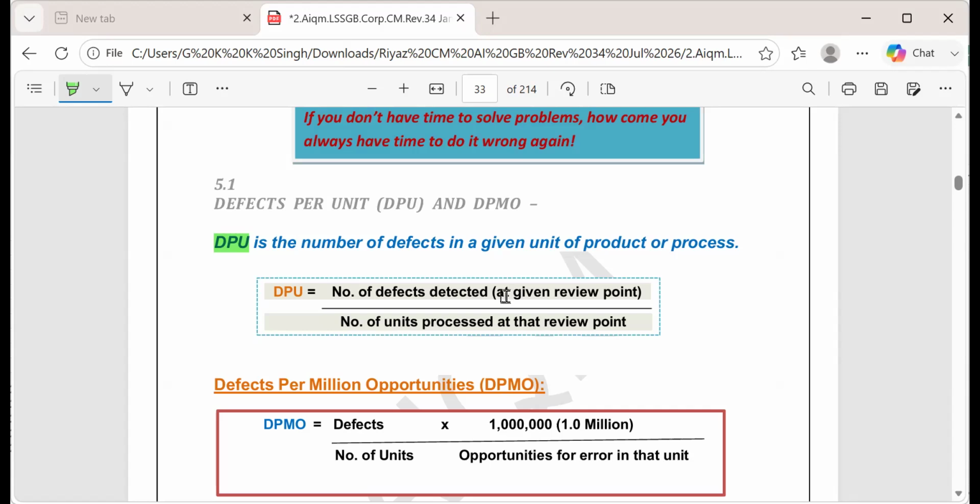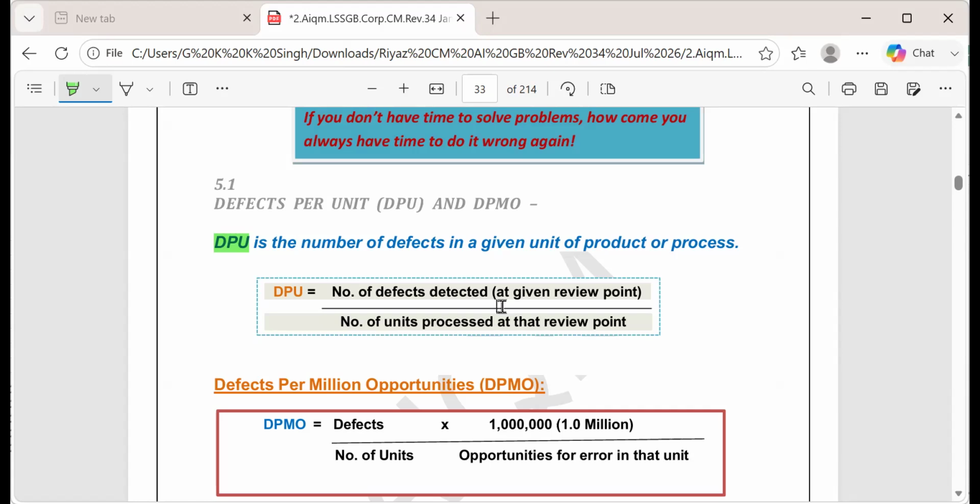For how much period we'll take the data, that we can decide. So here, for example, we are taking data of 1 month. We are saying number of units processed in a month, that is say 500 telecom panels. And in that, we have how many defects? Say 40. Then our DPU will be 40 divided by 500. From there, we will then calculate DPMO.